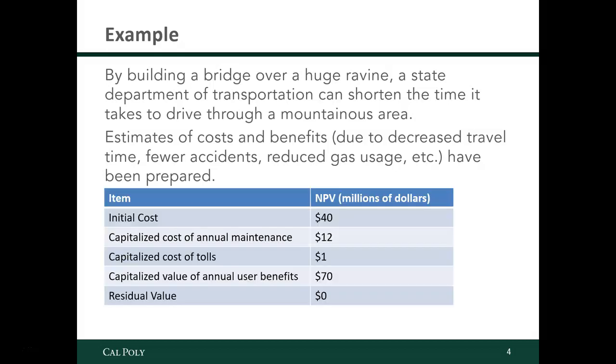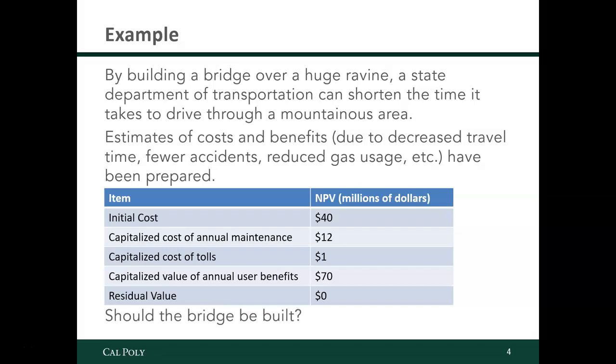And they're tabulated here. We've got the NPV of the initial cost is $40 million. The capitalized cost, which is the net present value of all infinitely far into the future annual maintenance costs, $12 million. All the tolls that the people who drive on the road have to pay, $1 million of the capitalized cost. The capitalized value of the annual user benefits, any saved gas, decreased travel time, fewer accidents, etc., that's valued at $70 million. And there's no residual value at the end of the bridge's life, so it's not going to be sold for anything.